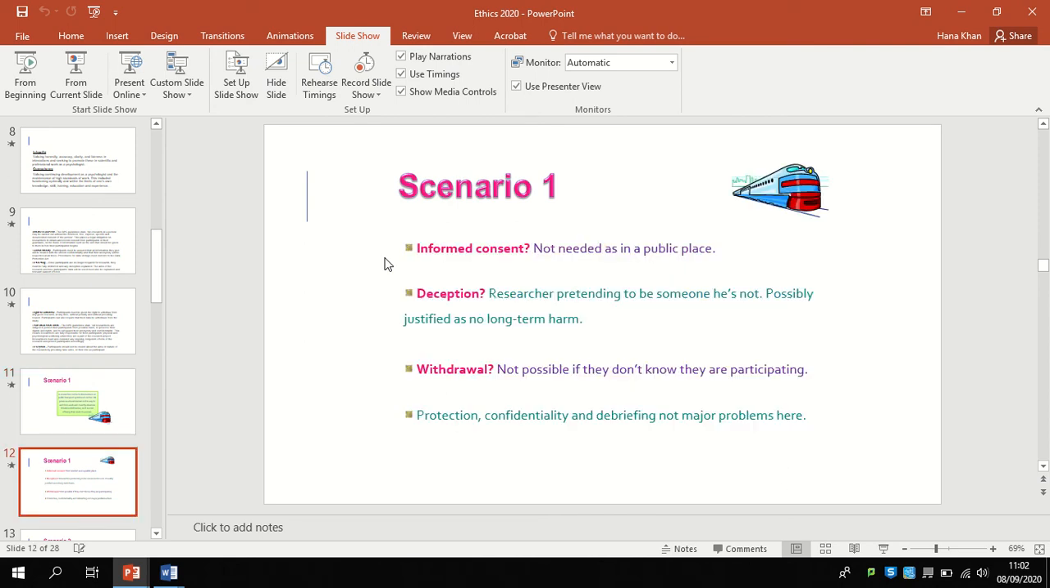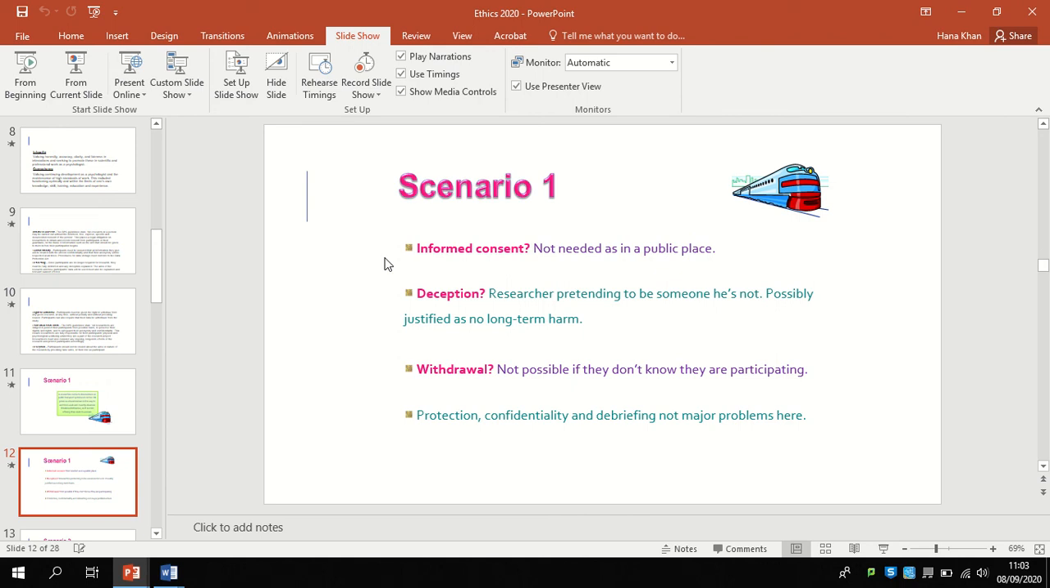So we've got here, it says informed consent may be an issue, but actually informed consent isn't needed if you're in a public place, and a train is considered a public place, so you don't actually have to get informed consent every time. You don't have to get a signed copy or anything every time, especially if you're in public. Deception: the researcher is pretending to be someone he's not, so he is deceiving the participants. Withdrawal: it's not actually possible if they don't know they're participating. How are they going to be given the right to withdraw?